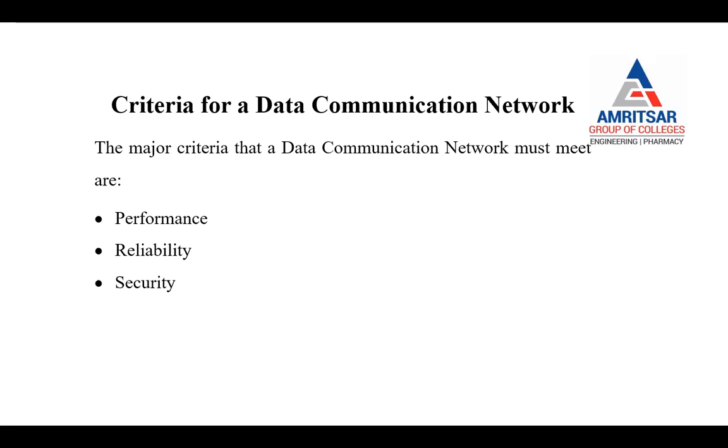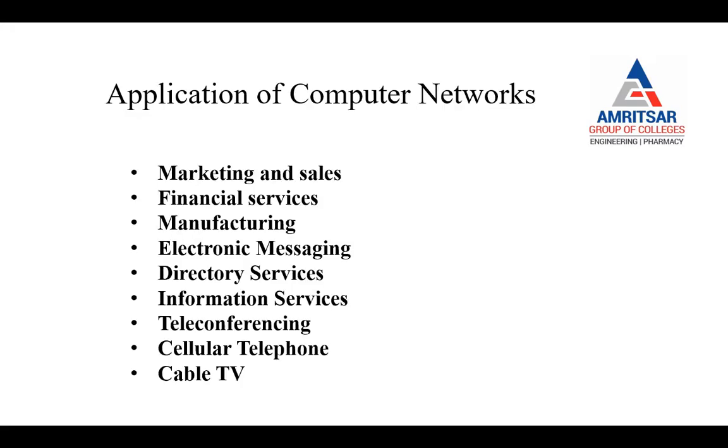So these three criteria are required for data communication. First we need performance. If the number of users is more, our performance goes down. If we are talking about reliability, our data must be reliable. Security means we have to prevent our data from unauthorized access. So these are all the criteria for data communication.